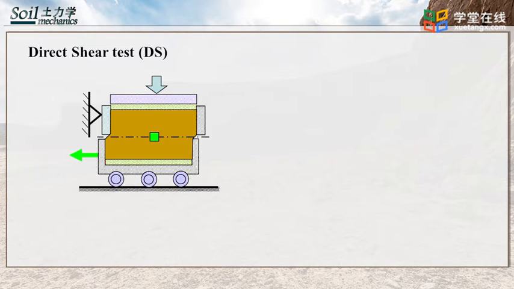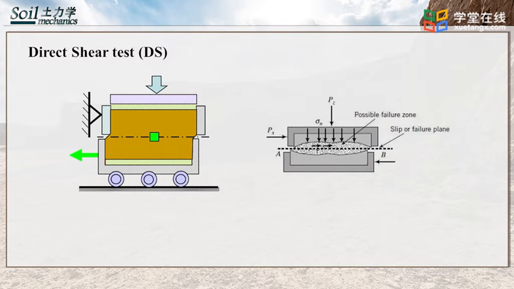The two figures show the deformation of the soil specimen during a direct shear test. When the bottom half moves to the left, the top half is stationary. As a result, the middle plane that connects the top and the bottom half forms a slip or failure plane as the bottom half moves. A possible failure zone is gradually developed near the failure plane. When the material's shear strength is exceeded, the specimen fails.